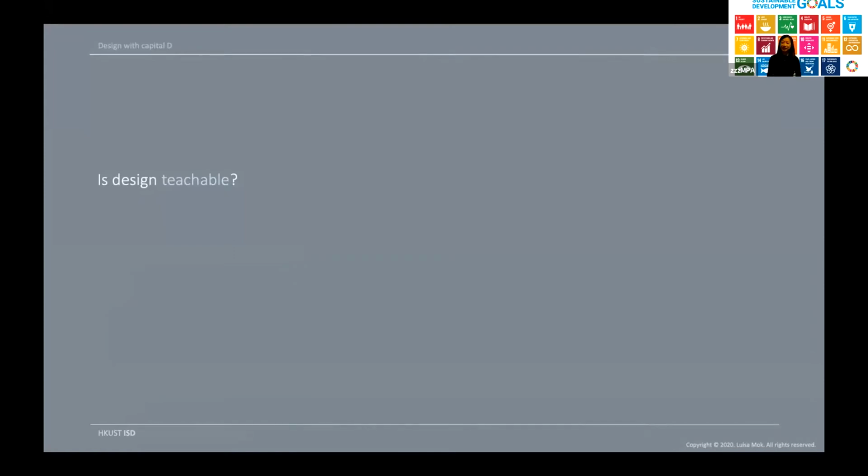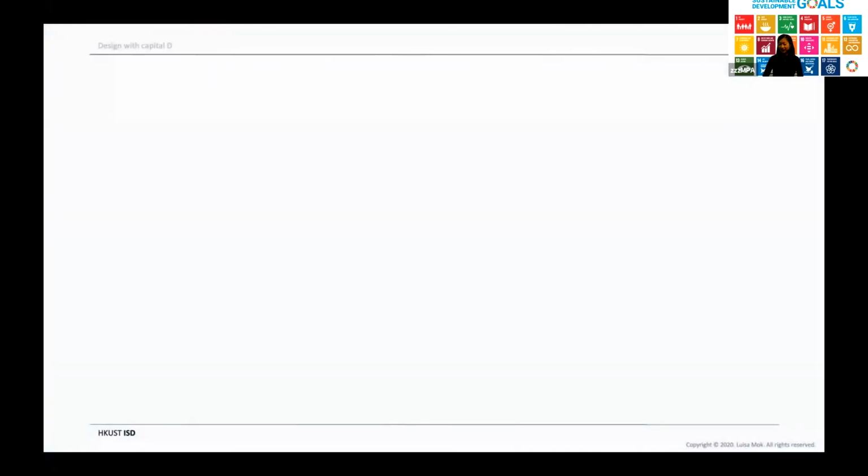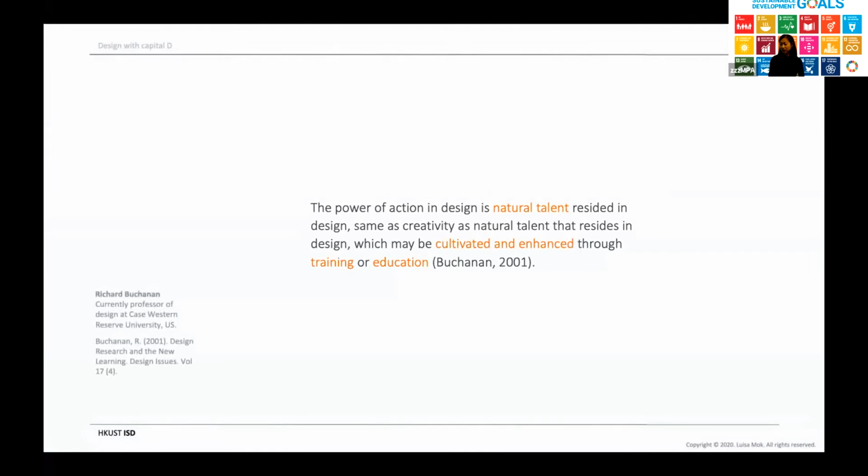Today's topic is about teaching by design. So is design teachable? Let's look at another quote. The power of action in design is a natural talent, same as creativity, a natural talent that resides in design, that may be cultivated and enhanced through training or education. It's by Richard Buchanan, another design theorist. It says that design is a natural talent. However, it can be cultivated or enhanced through education. If you have that natural talent, then through education we can help you enhance it more. And if you don't have it, then it's also possible that through education it can be cultivated, unraveled, triggered. So from these studies, it also implies that design is teachable.